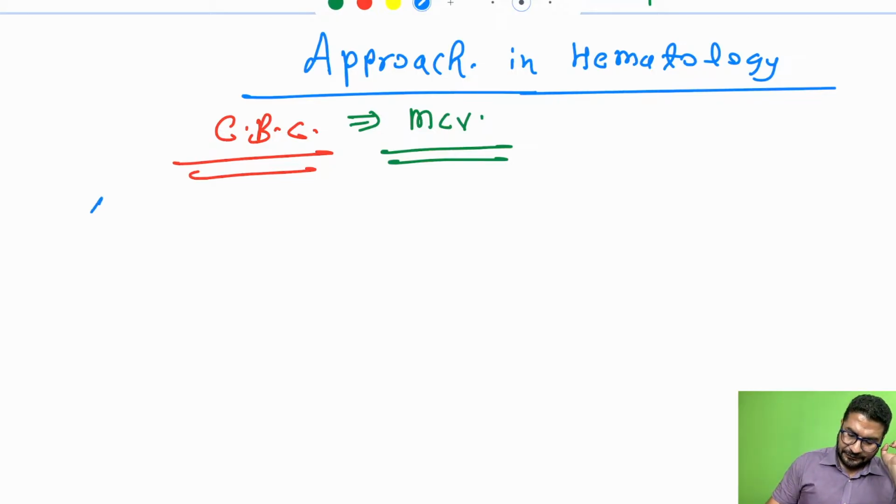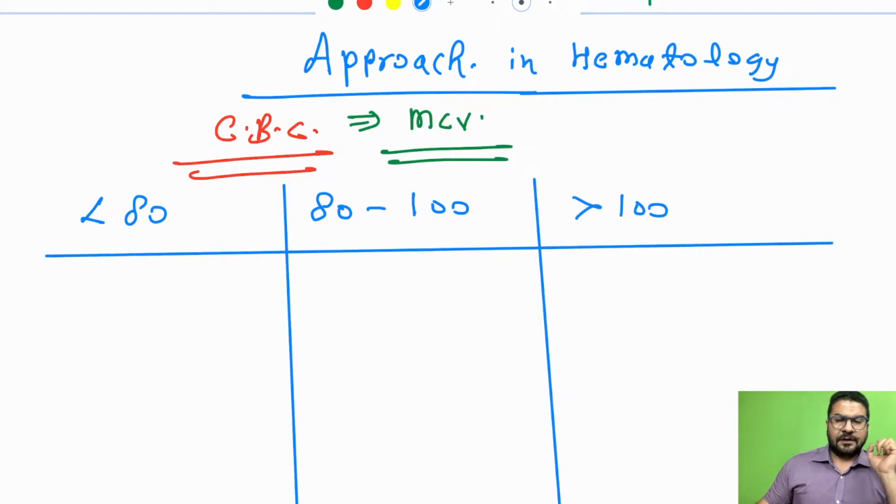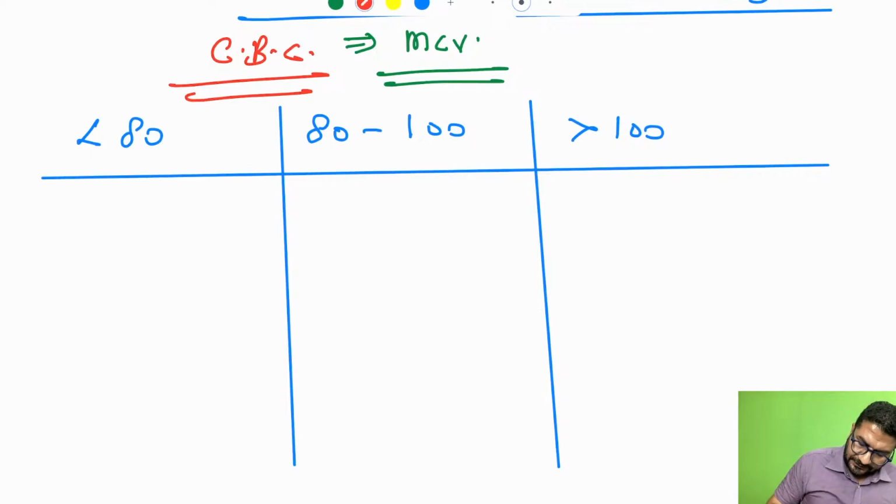So MCV value, if it is less than 80, it's a microcytic anemia. If it is 80 to 100 it is a normocytic anemia. If it is more than 100 it is a macrocytic anemia. तो सबसे पहले first thing in the MCQ you have to see is MCV. So if MCV value is less than 80, understand what we call this? We call this as शीतल.